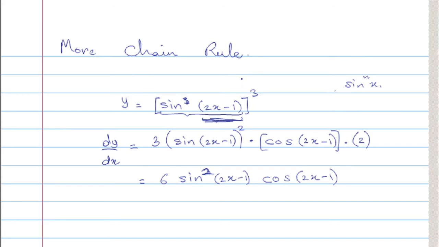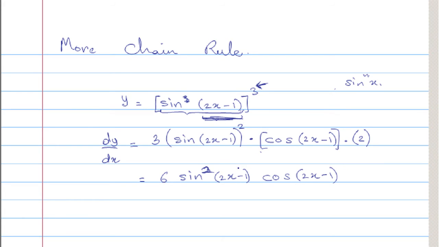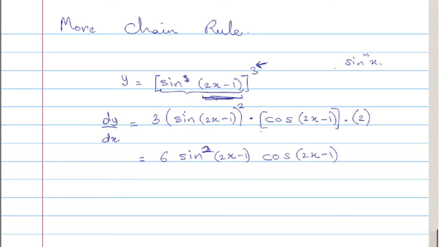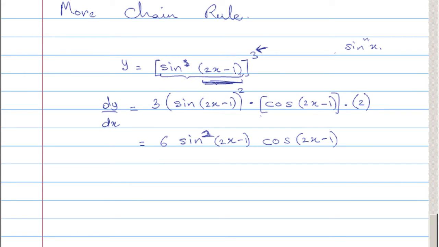I usually like to think of this as an outside-inside rule. First I look at the outermost part, which is the power 3. So I bring the 3 to the front, leave the inside part as it is, and reduce the power by 1. Then I go to the next step. What's inside? The sine of 2x minus 1. The derivative of that is cos of 2x minus 1, and then I have to differentiate what's inside that as well. If you didn't fully understand how I got this, I'll go through it in more detail. Let's do that by first finding the derivative of sine of 2x minus 1.